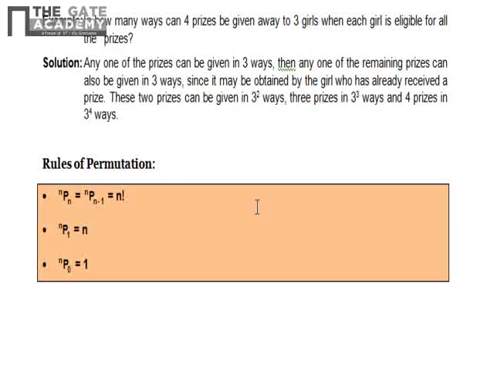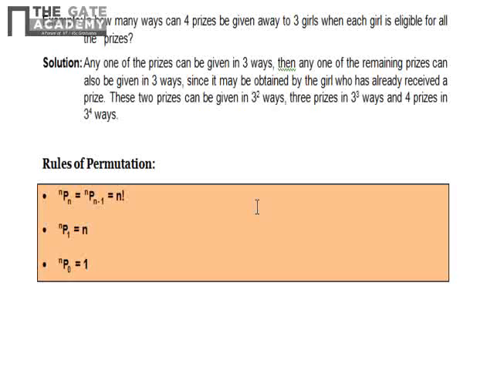This is a very important example. In how many ways can 4 prizes be given away to 3 girls when each girl is eligible for all the prizes? So you have to pick the first prize. You can give that first prize to any of 3 girls. That means the first prize can be distributed in 3 ways. Now you have to pick the second prize.